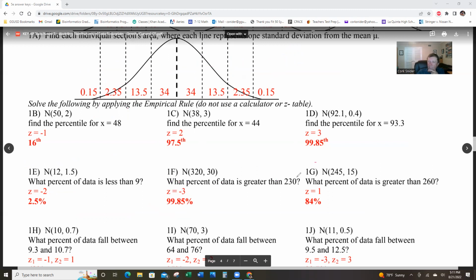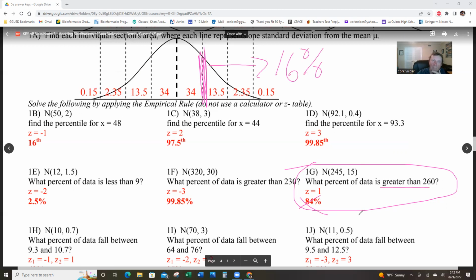Item G, if n is 245, the mean's 245, standard deviation is 15. What percent is greater than 260? Okay, is greater than 260. I actually have the wrong answer here. Greater than 260. 260 is a z-score of 1. That's right here. The area above that is 16%. The area below that would be 84. I had the wrong answer there. So that's 16%.